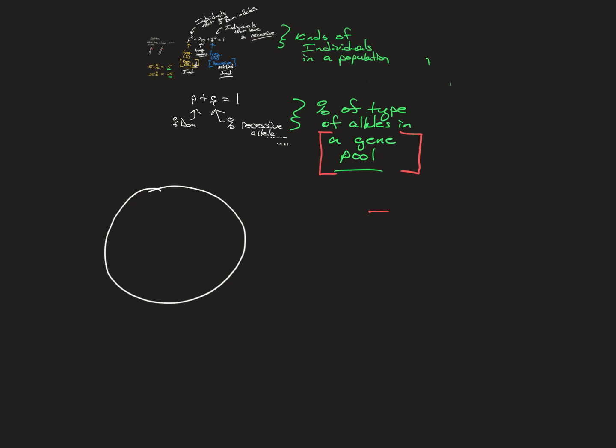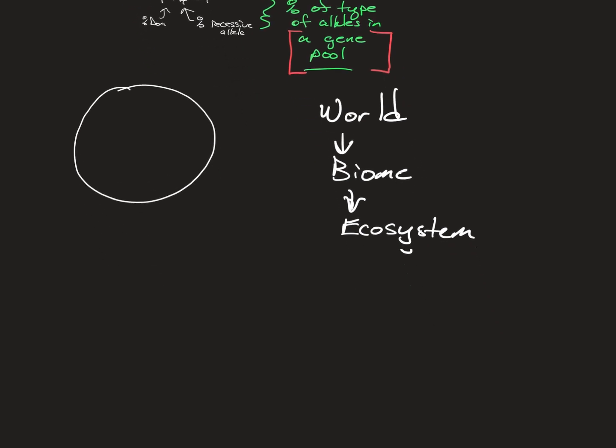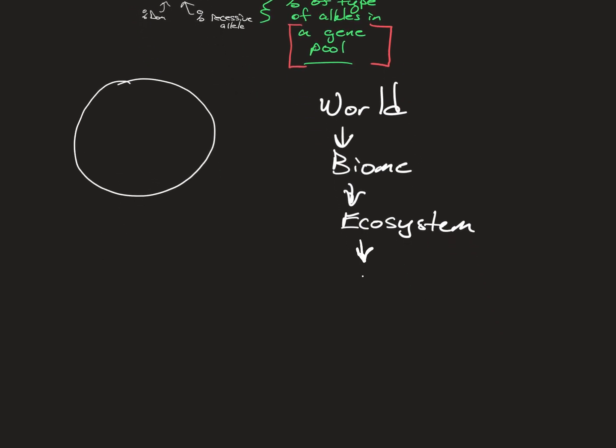So you've got a group, and it could be any level of group, right? It could be anywhere from the world, a biome, an ecosystem, a population inside that ecosystem, or a family in the population. So this circle could be a lot of different things. It all depends on what you're looking at.